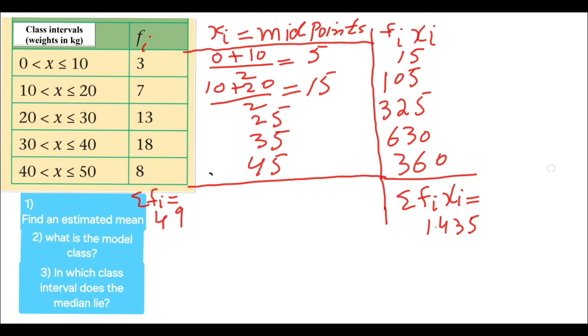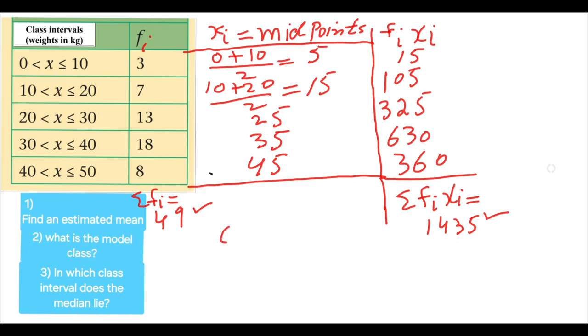Now I need to add according to the formula, summation fi xi. I add all of these values, 15 plus 105 plus 325. That will give me the answer 1435. Now I need to add summation fi, that will be 49. Add all of these f values, 3 plus 7 plus 13 plus 18 plus 8 is equal to 49.